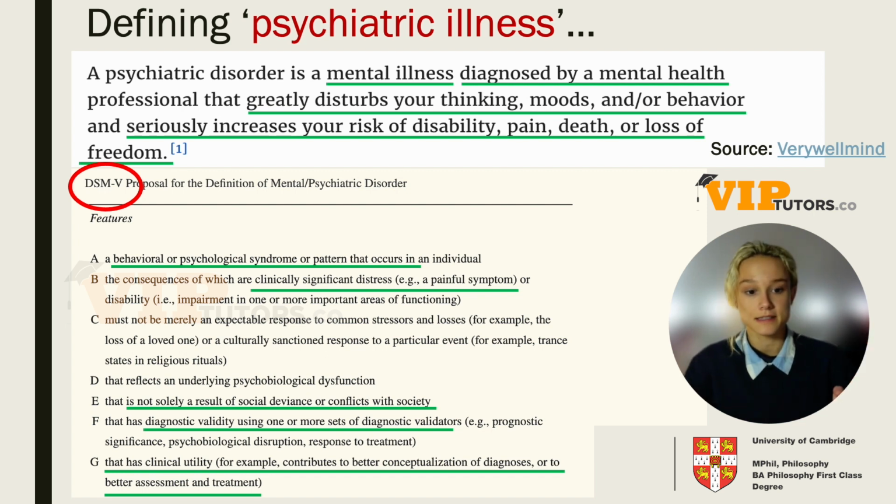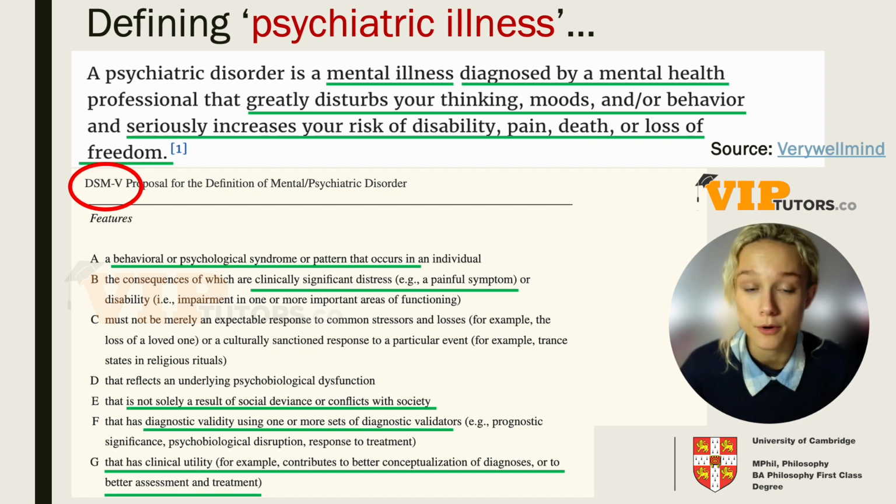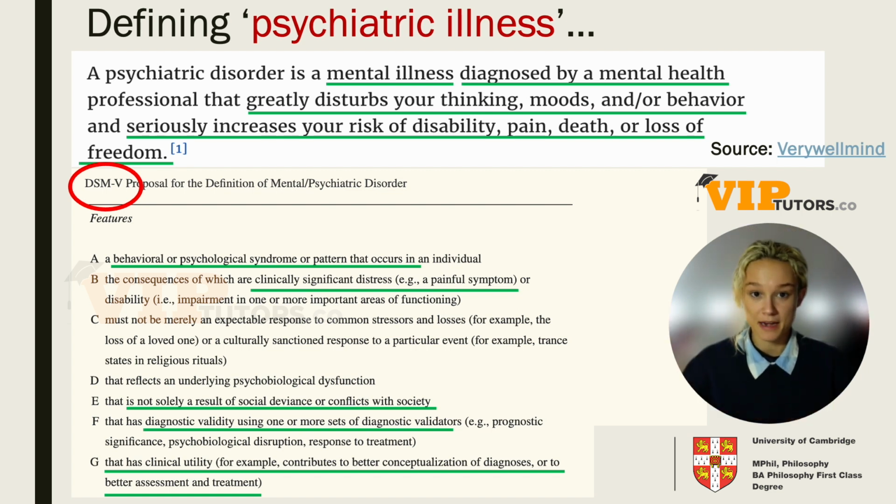And underneath that, you can see here, I've underlined a few of the key features of a psychiatric illness. So often they link to behavioural patterns. They have to cause distress in the individual or individuals, and they can't be a sole result of social deviance or conflicts with society. And they must have clinical utility, which means it can be diagnosed, diagnosis leads to treatment, etc. So I hope that makes sense. That is one definition. Definitions do vary, but I think this is a really good one to work with since the DSM is so universally agreed upon as an effective diagnostic manual.